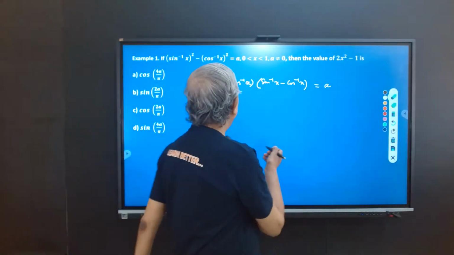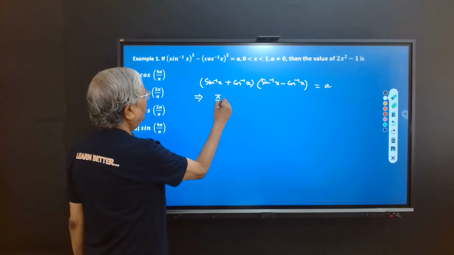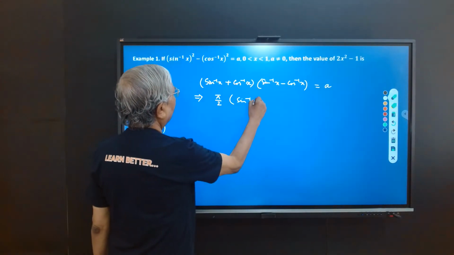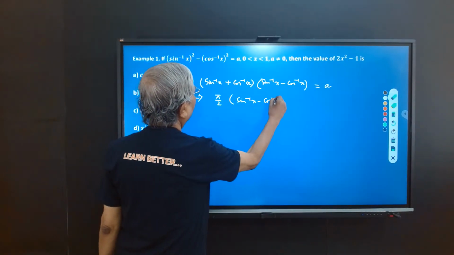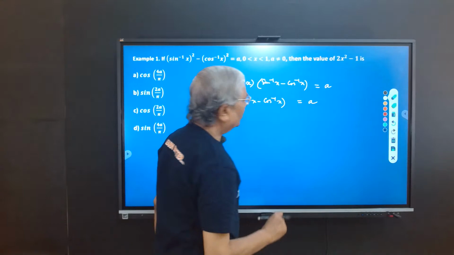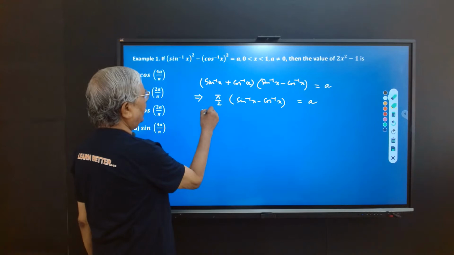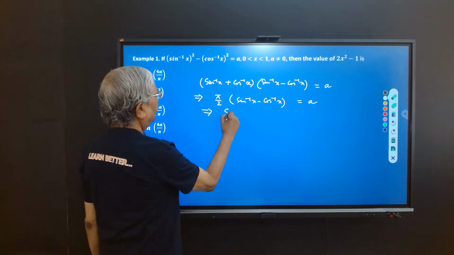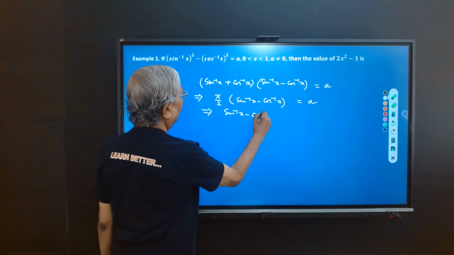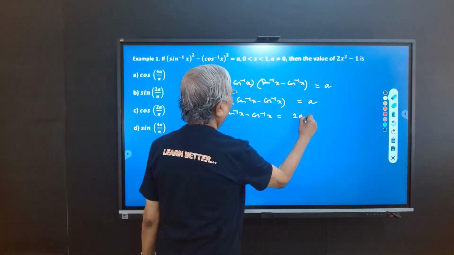So let us put here, this will imply pi by 2 into (sin inverse x minus cos inverse x) equals a. From this, you can write the value of sin inverse x minus cos inverse x. So this will imply sin inverse x minus cos inverse x equals 2a by pi.